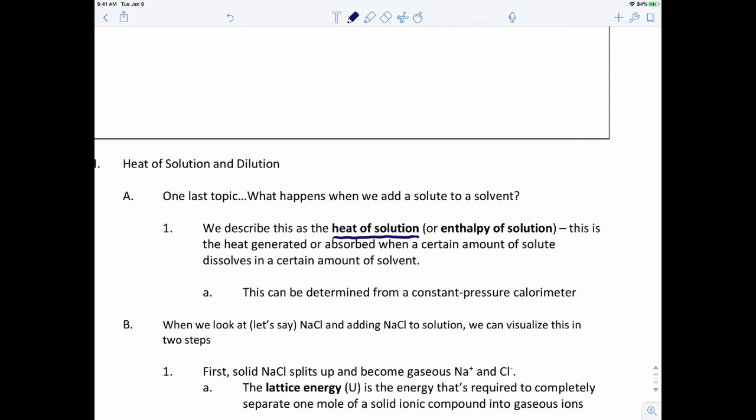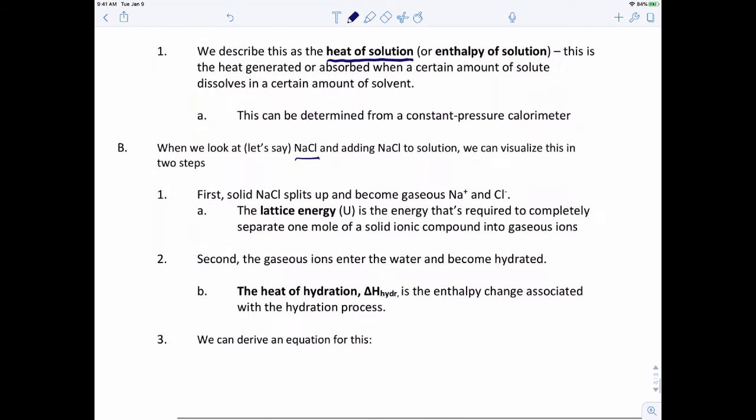So this is actually a two-step process. Let's say we're adding sodium chloride to water. In the first step, we take the sodium chloride crystals and split them up, and it becomes gaseous sodium ions and chloride ions. So we take that crystal, which is a solid, and we heat it up to the point where the crystal basically disintegrates and breaks apart.